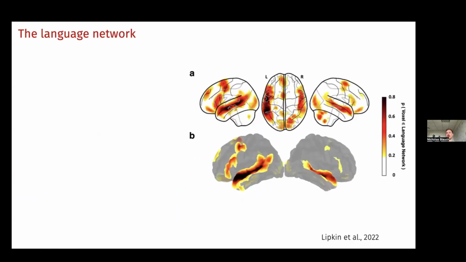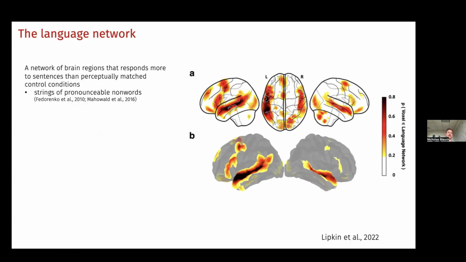So what do we know about the cortical representation of language? Well, we know that there is, in basically every human subject, a network of brain regions that responds more to sentences than perceptually matched control conditions. That can be strings of pronounceable non-words or degraded speech, lots of different things that are similar to language in some sense, but don't have the same type of meaning that language has. And you get a pretty reliable language network, regardless of which contrast you use.